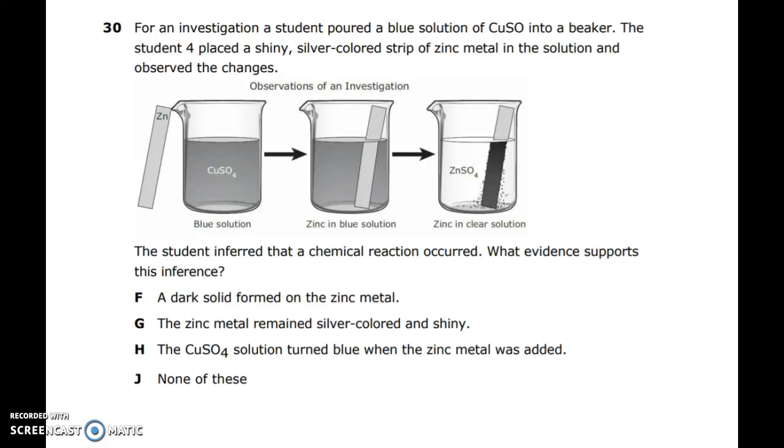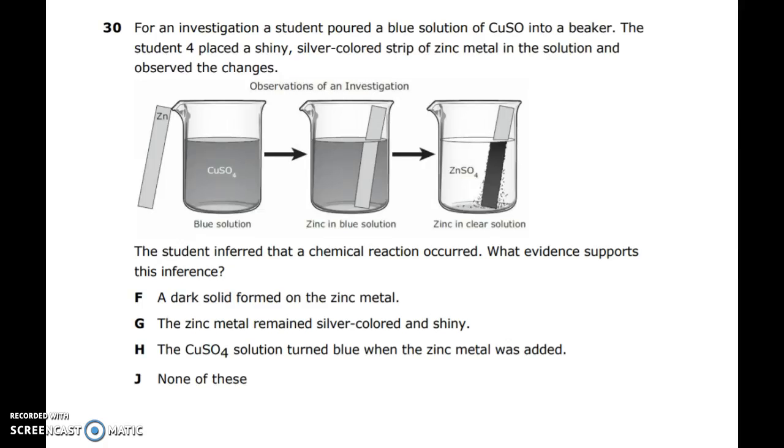30. For an investigation, a student poured a blue solution of CuSO4 into a beaker. The student placed a shiny silver-colored strip of zinc metal in the solution and observed changes. The student inferred that a chemical reaction occurred. What evidence best supports this inference?